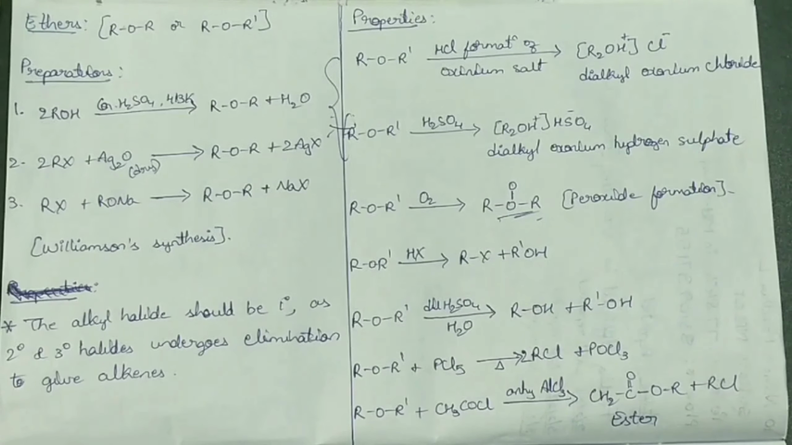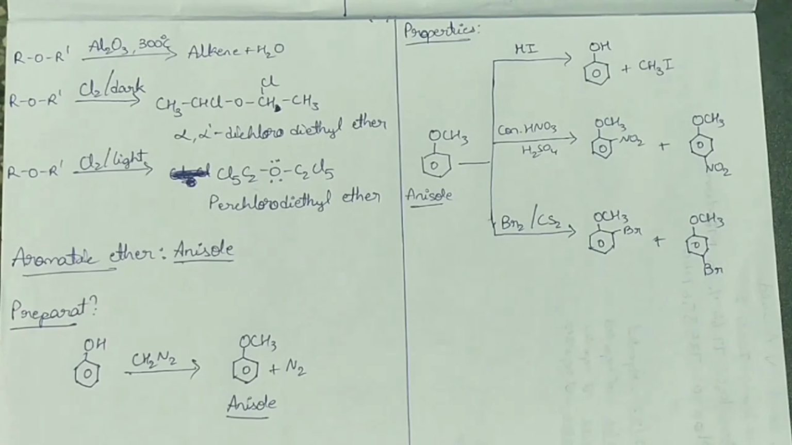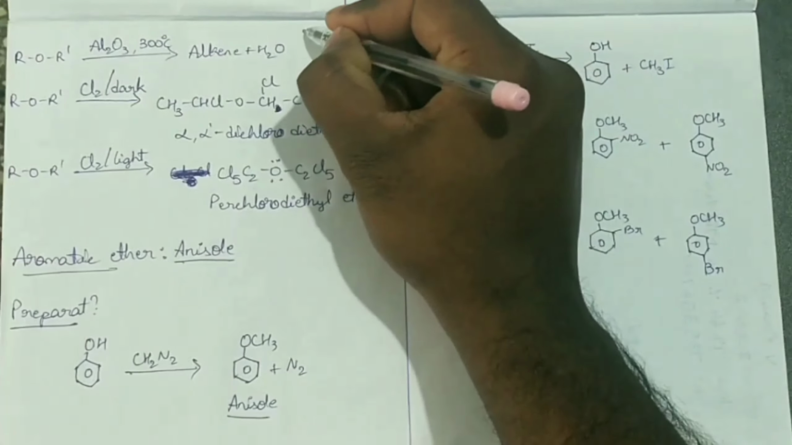Next, ethers reacting with CH3COCl, an acetyl group. It's an acetylation reaction. So ether reacting with CH3COCl in the presence of anhydrous AlCl3 gives esters. So next, ester reacting with Al2O3 at 300 degrees Celsius gives an alkene, as it undergoes dehydration.